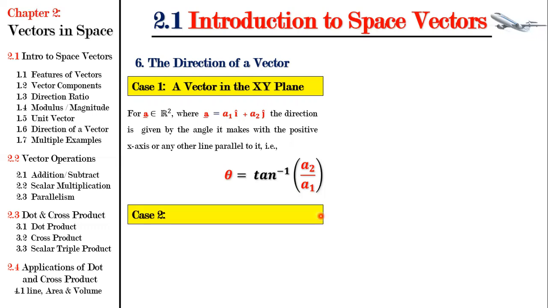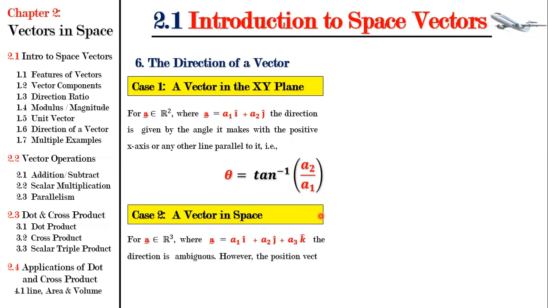That's good. For the second case, where we have a vector in space, that is in R cubed, we have the vector A with components A1 i plus A2 j plus A3 k. Then the position vector OP of a point P makes angles alpha, beta, and gamma with the positive X, Y, and Z axes respectively.